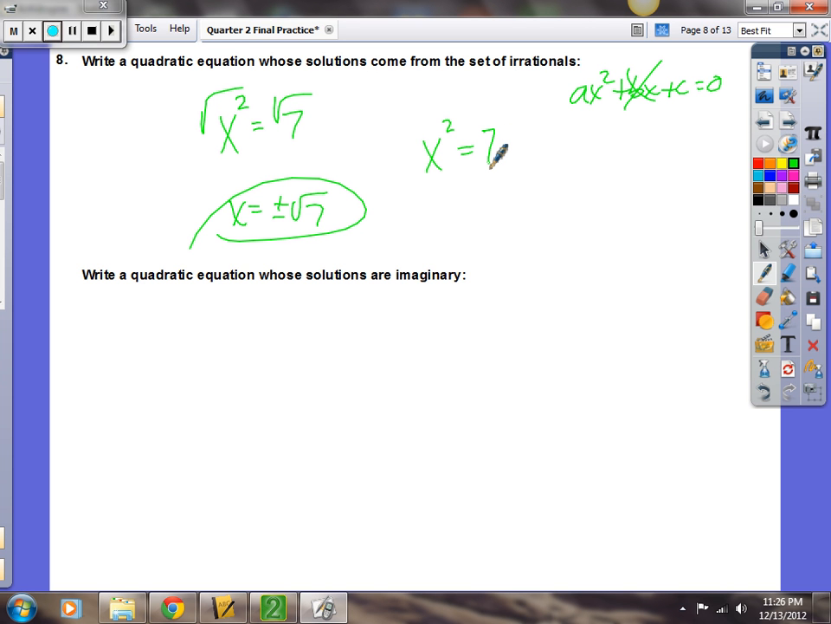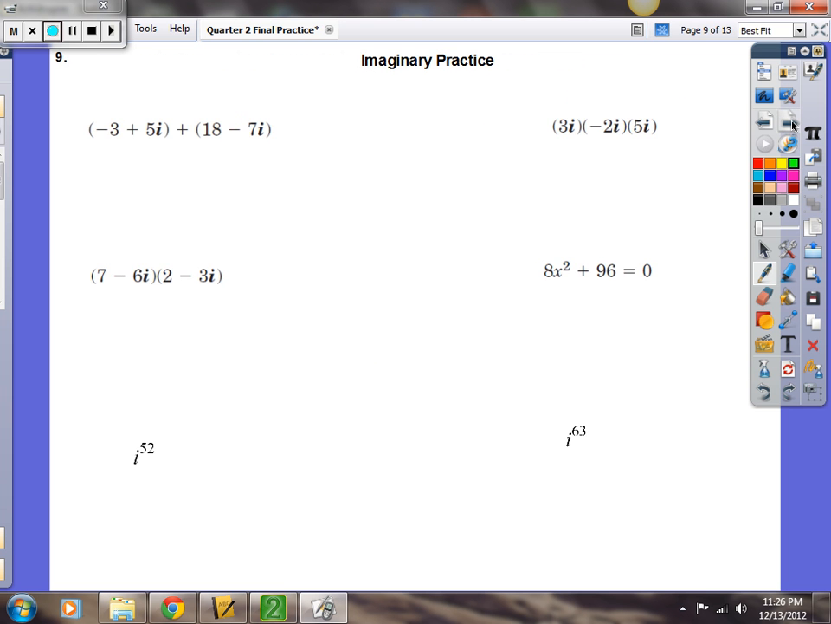Come up with an equation whose solutions are imaginary. Same thing, let's just keep it easy. Quadratic, so it's got to be x squared. And imaginary would be like this. What number times itself is a negative 7? And that is imaginary.